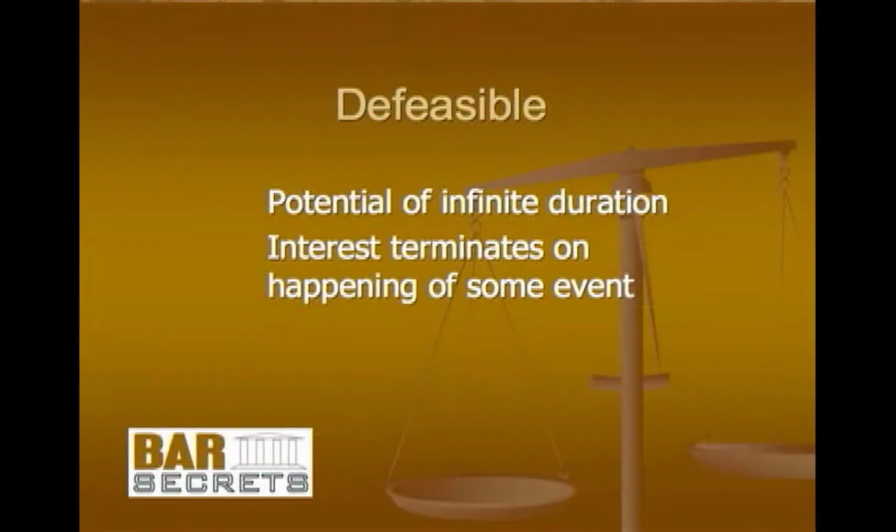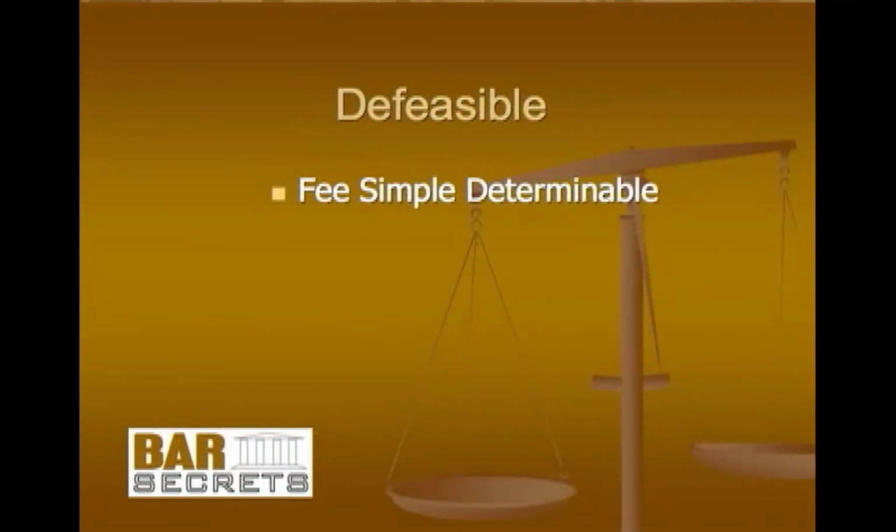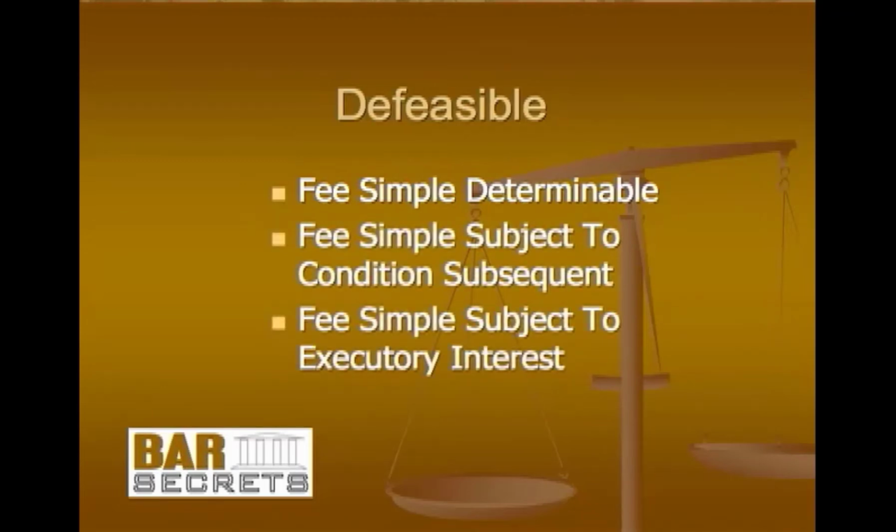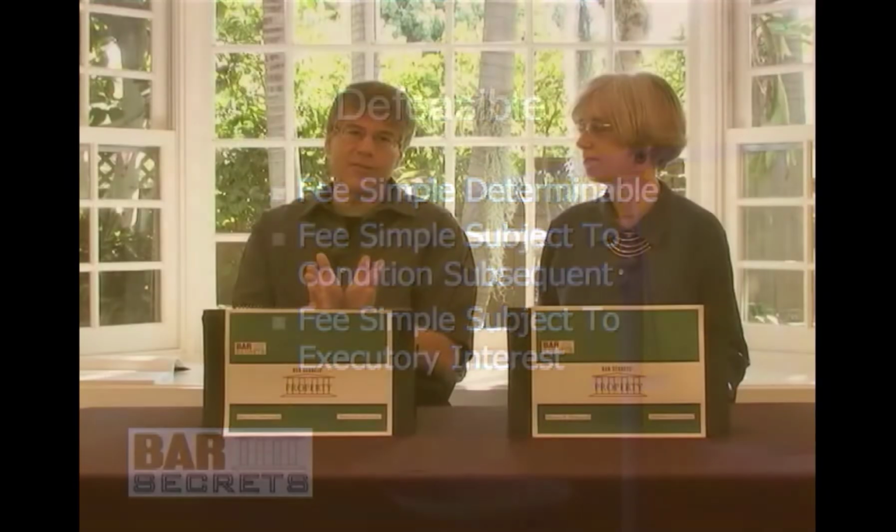Now, these estates that have the potential of infinite duration, just like a fee simple absolute, but where the interest may terminate on the happening of some event, are called defeasible fees. And there are 3 kinds of defeasible fees: fee simple determinable, fee simple subject to a condition subsequent, and fee simple subject to an executory interest. These are the 3 present estates that you want to keep in mind and that you want to distinguish.